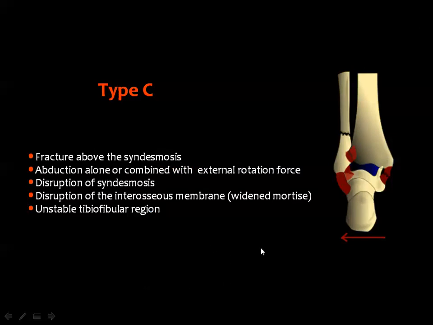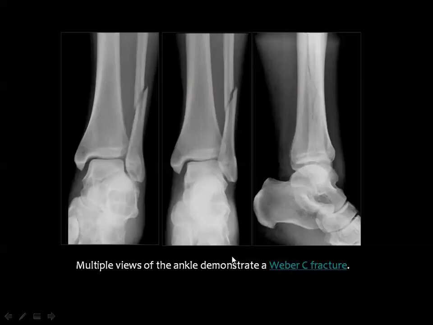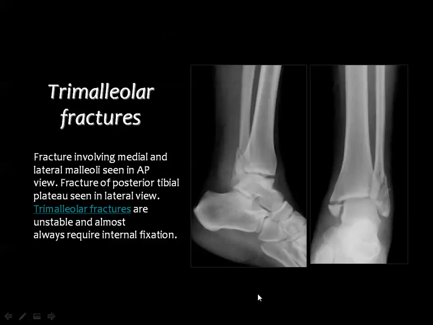Type C is the fracture above the syndesmosis. The syndesmosis will be injured. The medial collateral ligament will be injured as well, with possible fractures of the medial malleolus. Then here is a fracture above the level of the syndesmosis. The medial malleolus is intact, and also the posterior malleolus is intact.